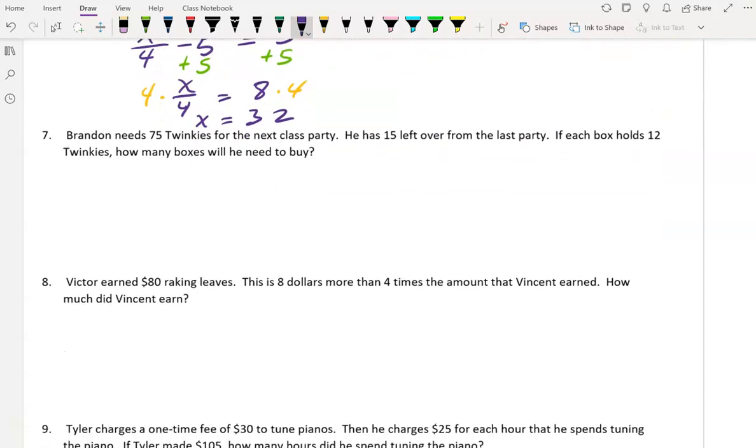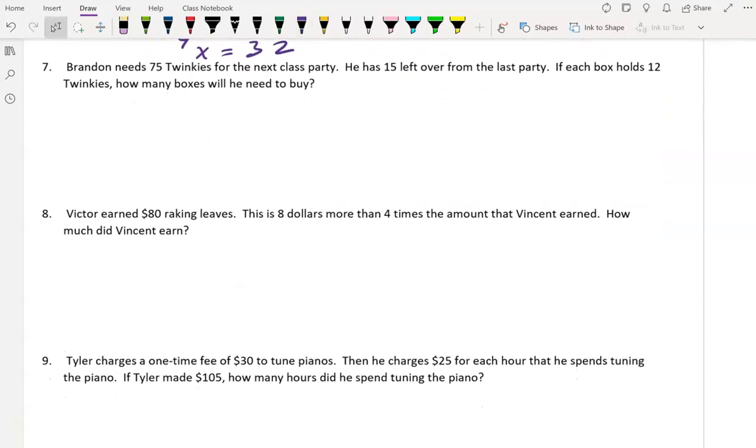Okay, let's take a look at question number 7 now. Brandon needs 75 Twinkies for the class party, or the next class party. He has 15 left over from the last party. And if each box holds 12 Twinkies, how many boxes will he need to buy? All right, well, first of all, let's identify the question. How many boxes will he need to buy? We're going to underline that, and I'm going to let B equal the number of boxes.